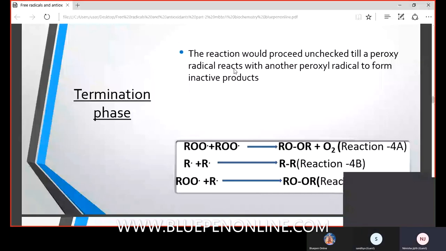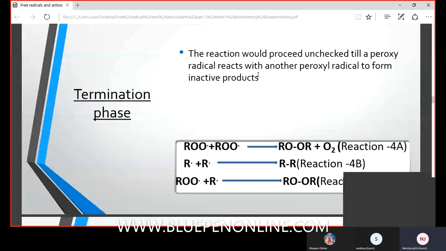Okay. I think lipid peroxidation is clear. Any doubt you can ask me now. We are entering into antioxidants. A short note on lipid peroxidation is very important.